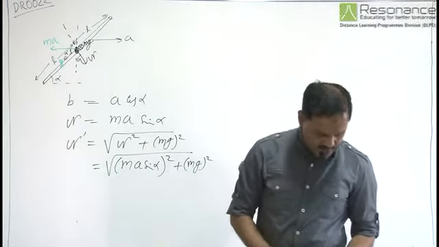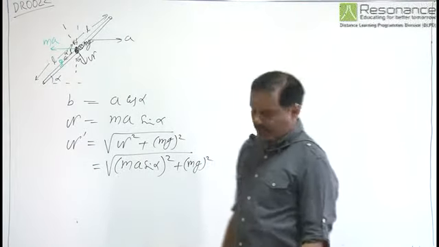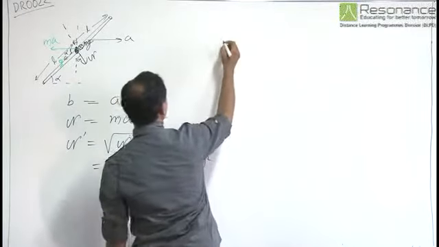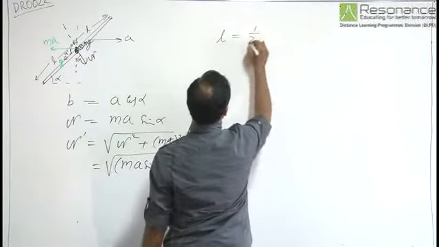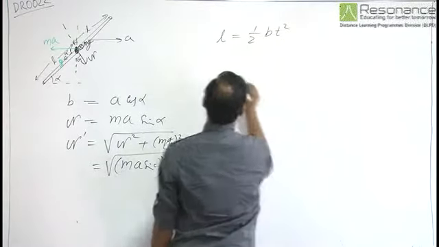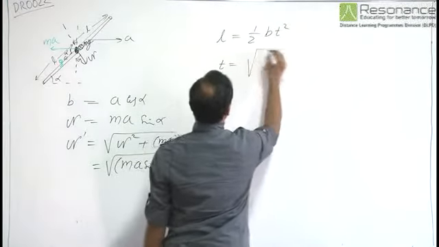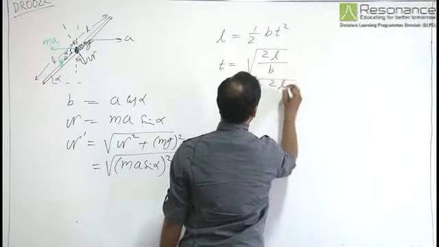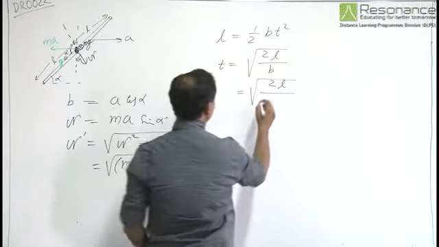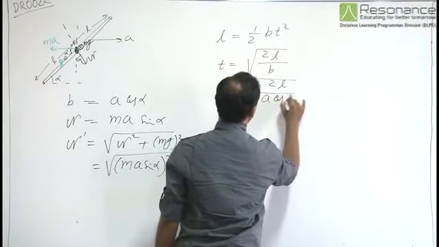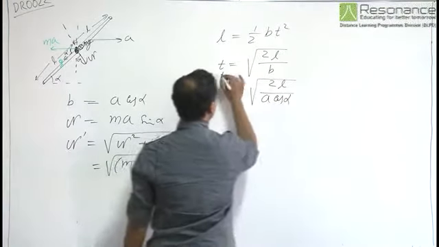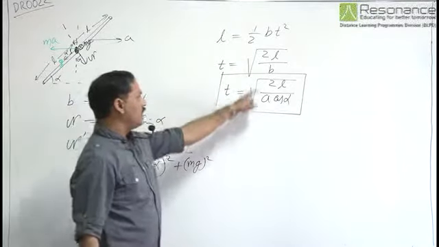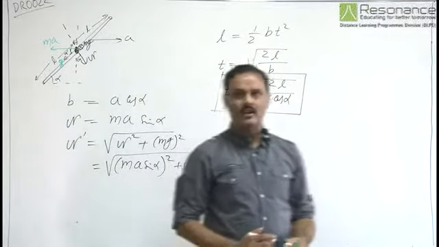And the time taken by the bead to travel the distance L can be written as L is equal to half b t squared, or t is equal to under root 2L by b, where b is known to be a cos alpha. So the time taken by the bead to leave the rod is under root 2L by a cos alpha.